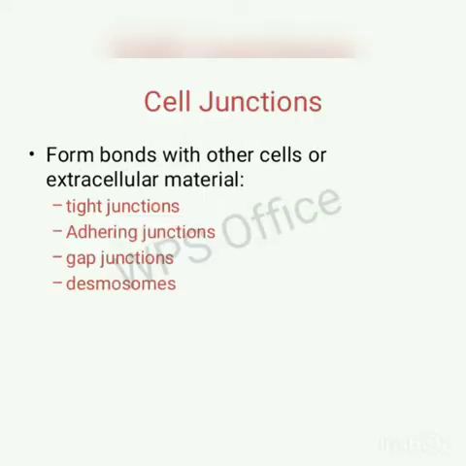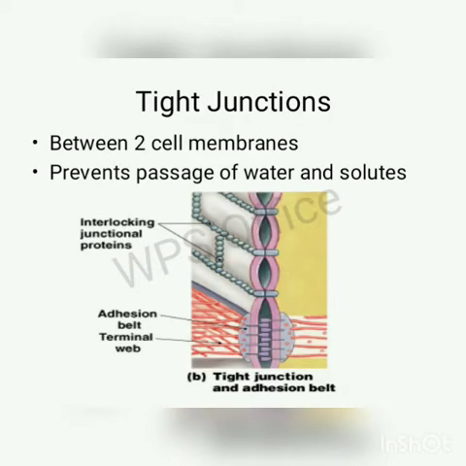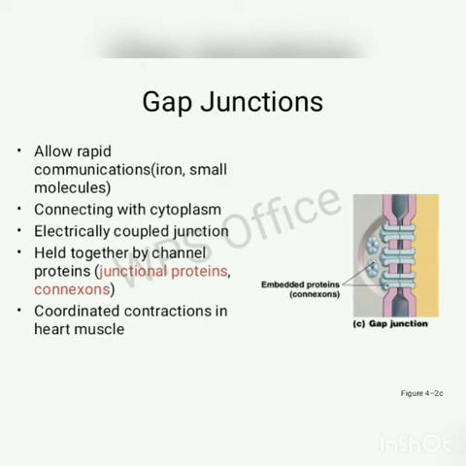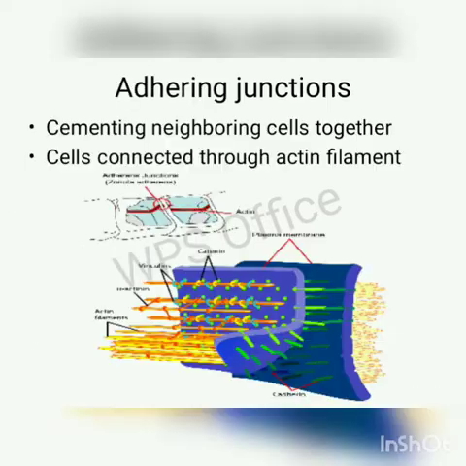There are several cell junctions called tight junction, gap junction and adhering junction. It's a very important question. First one is the tight junction. It is found between two cell membranes and prevents the passage of water and solutes. Next is the gap junction, which allows rapid communication of small molecules. It helps in connecting the cytoplasm. Next is the adhering junction, which helps in cementing the neighboring cells together.